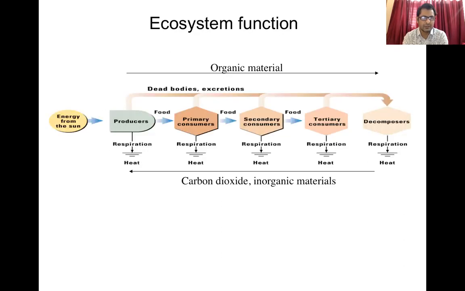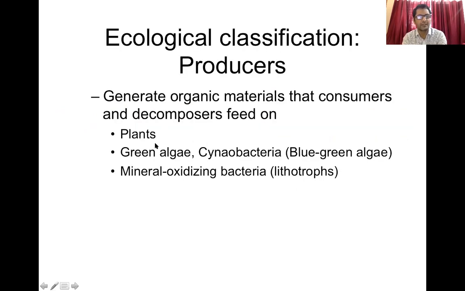So on the basis of ecosystem function, these are the divisions. So what are producers? Producers, as I already told you, are plants, green algae, cyanobacteria, and mineral oxidizing bacteria. One more point is mineral oxidizing bacteria, or the lithotrophs. They also produce their own food, but with the help of chemical energy, not with the help of light energy. So those are mineral oxidizing bacteria, which use inorganic energy production.